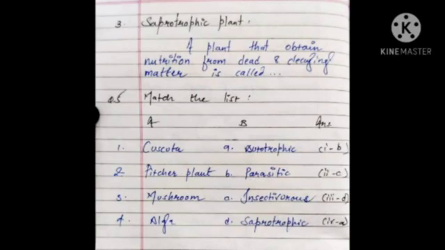Match the pair, and in part A, first one is Cuscuta, second is pitcher plant, third one is mushroom, and fourth one is alga. In part B, A is autotrophic, B is parasitic, C is insectivorous, and D is saprotrophic. And the answer is, first is matched with B, second with C, third with D, and fourth with A.